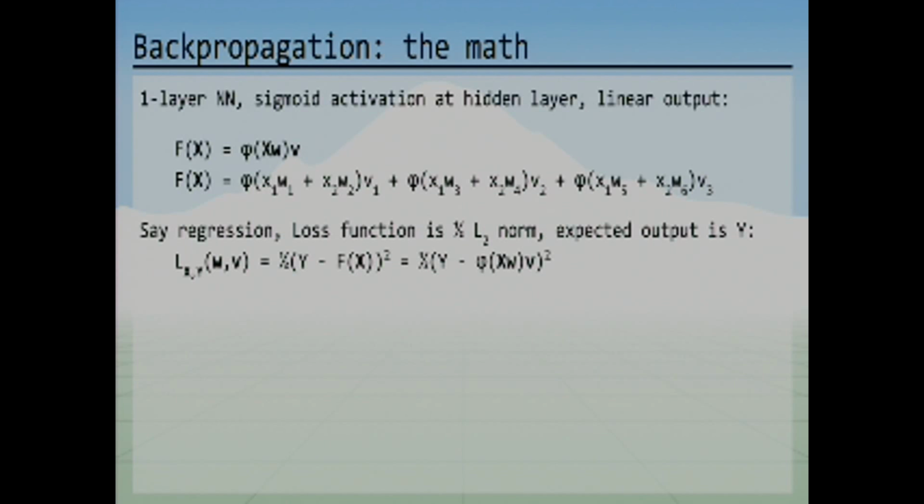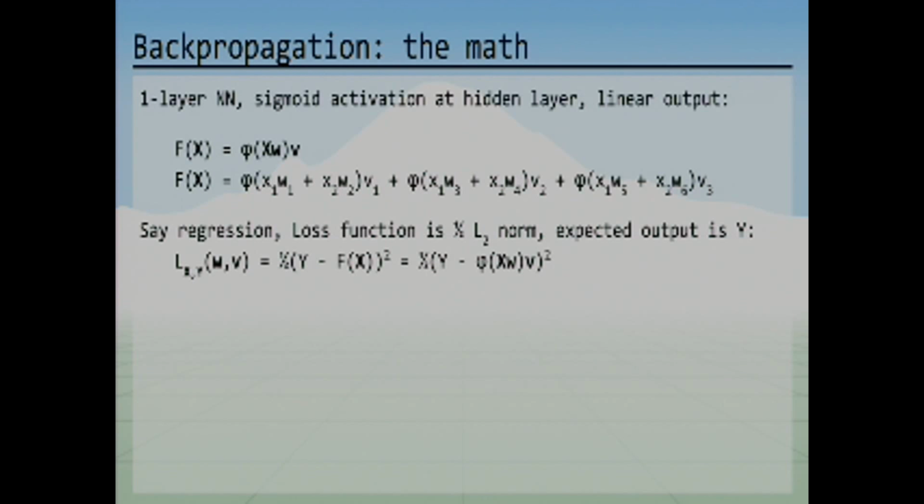Now, imagine that we're using this linear output, this neural network, to do a regression task. And in regression, commonly, a loss function that we might use is L2 norm, or a lot of times people use 1/2 L2 norm to make the derivatives just a little bit easier. You don't have an extra 2 floating around.